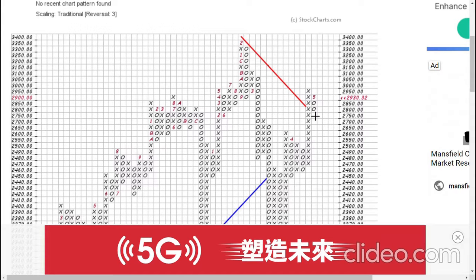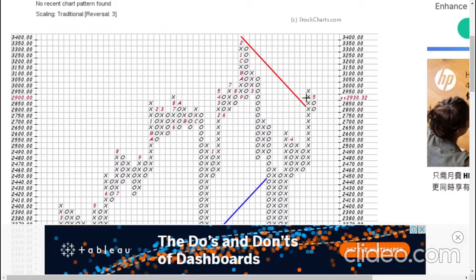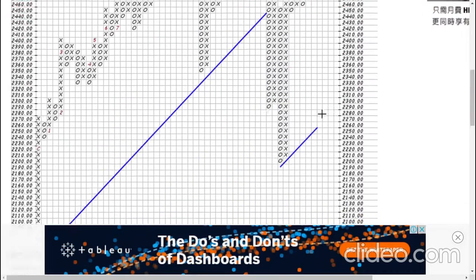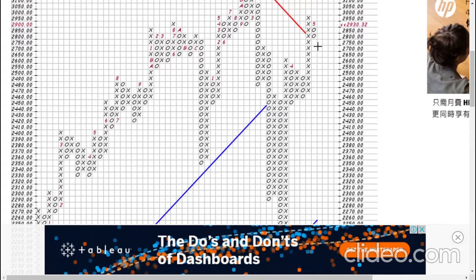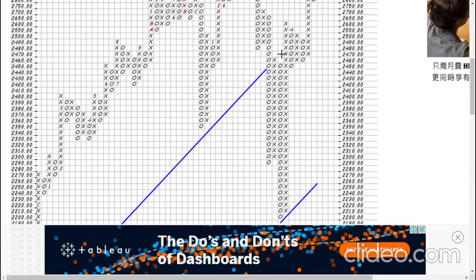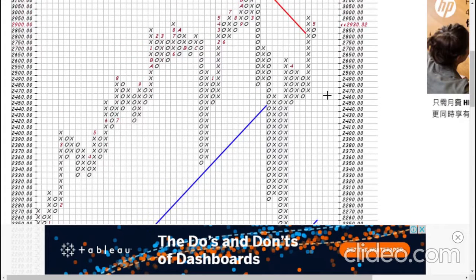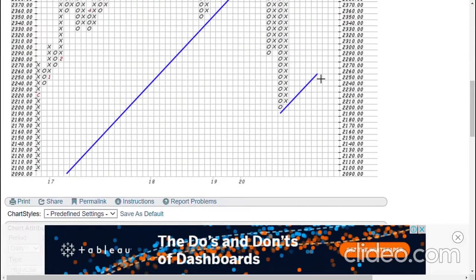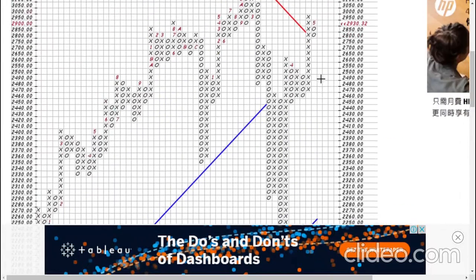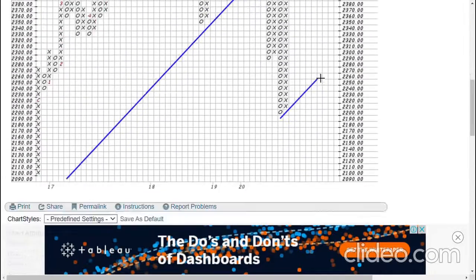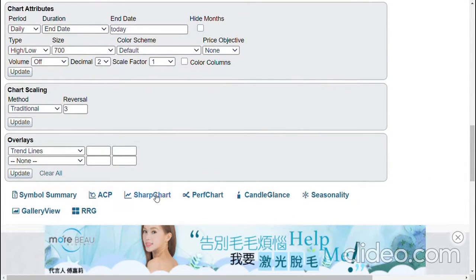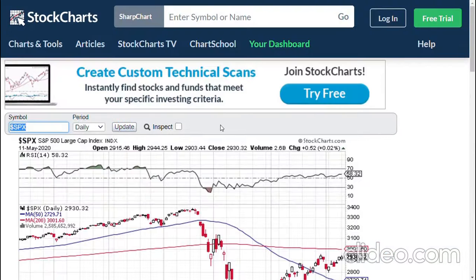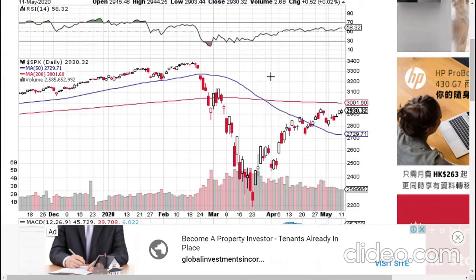And you can also see the resistance line here. This means that it's not so easy to go up. It can possibly fill that long X bar here, returning somewhere here. Okay, that is the beauty of point and figure. It filters out all the noise, all the unnecessary waves, and you can see the real trend. That's one thing.